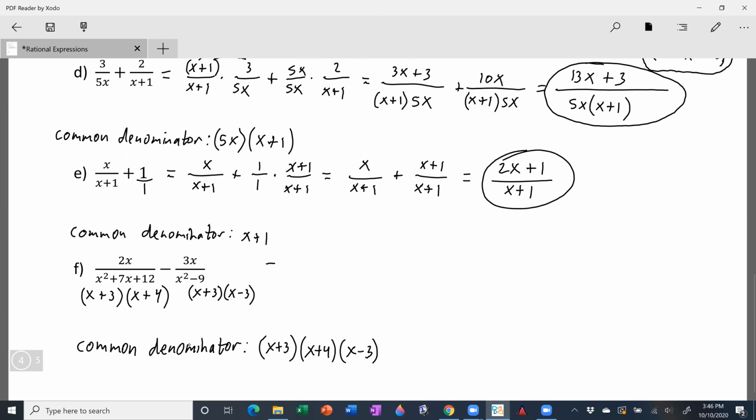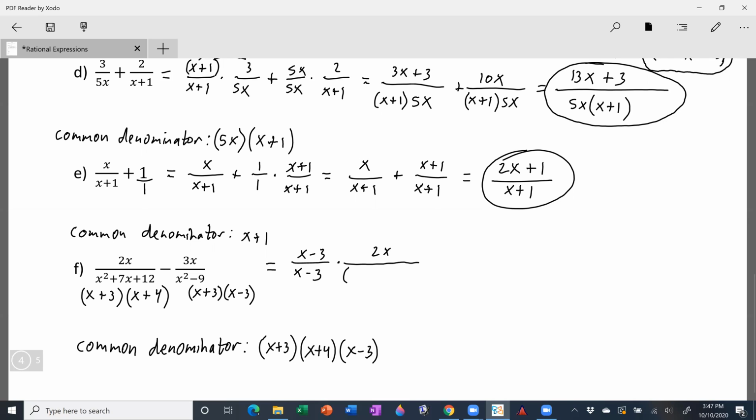Let's rewrite this by multiplying the top and the bottom of each of these by what it was missing. So this first one, with the x plus 3 and the x plus 4, was missing the x minus 3. So let's write that, x minus 3 on top and bottom for this one.